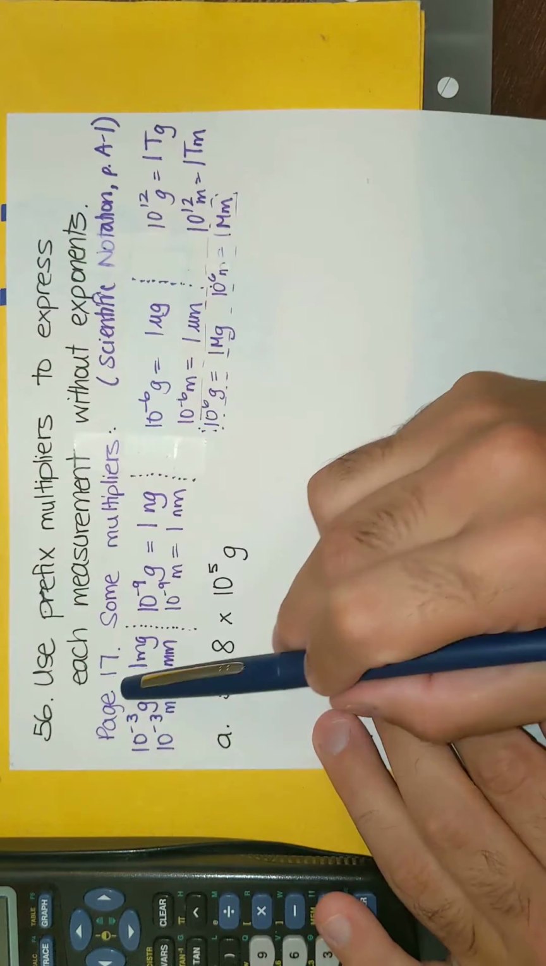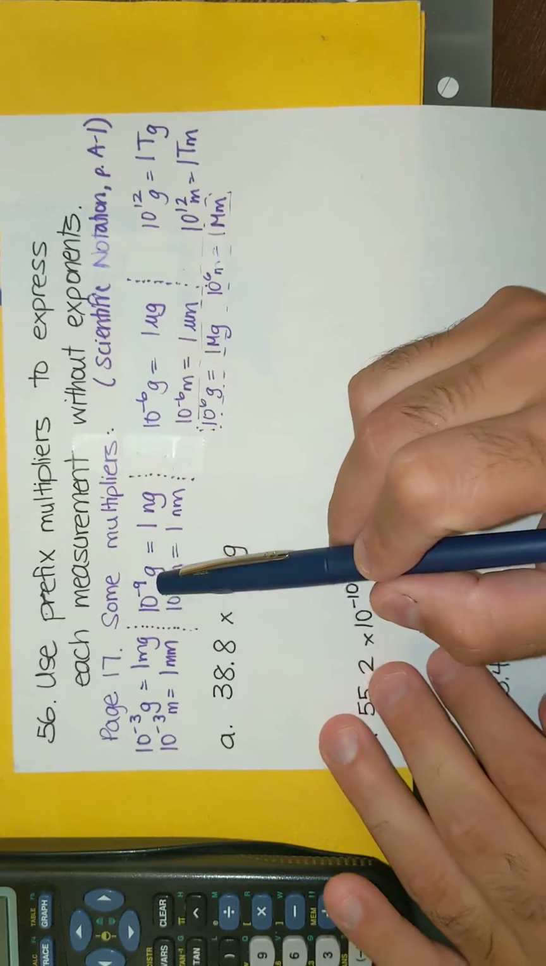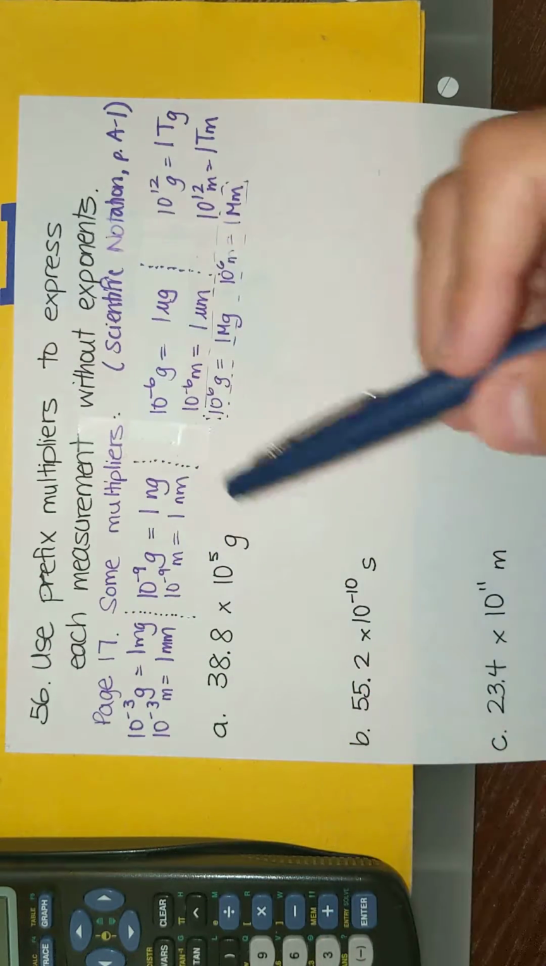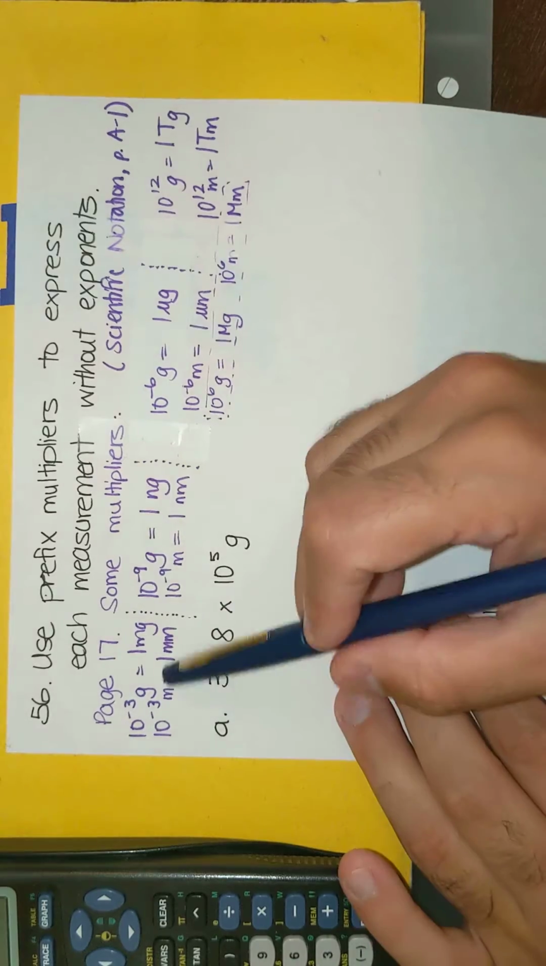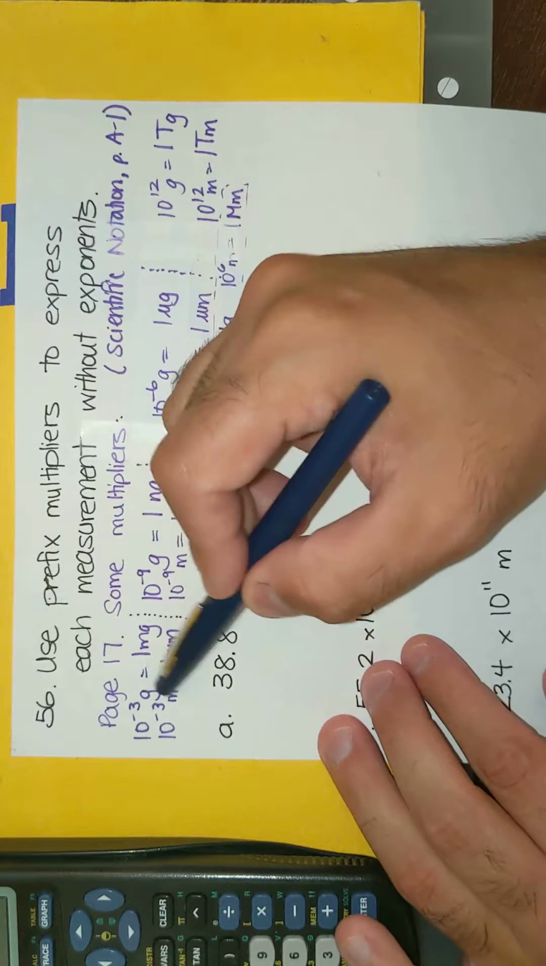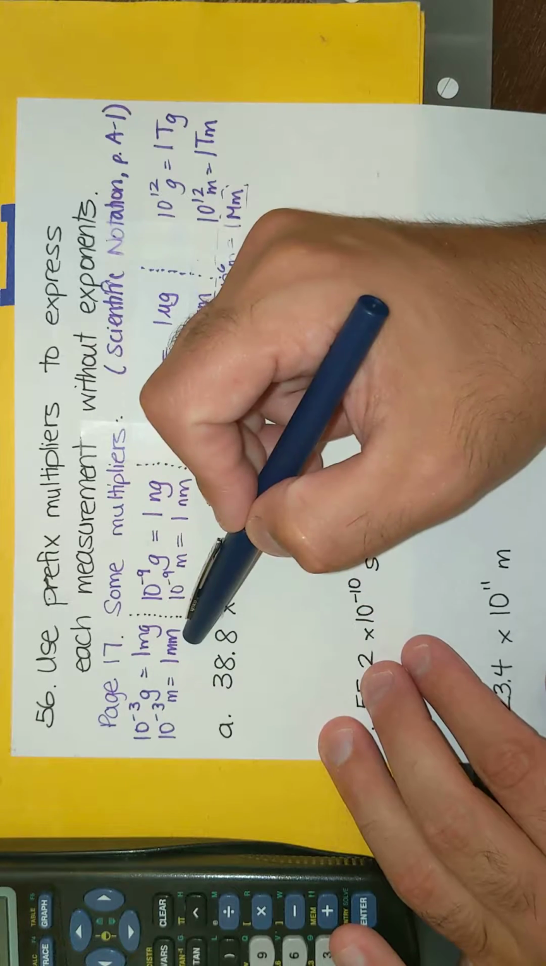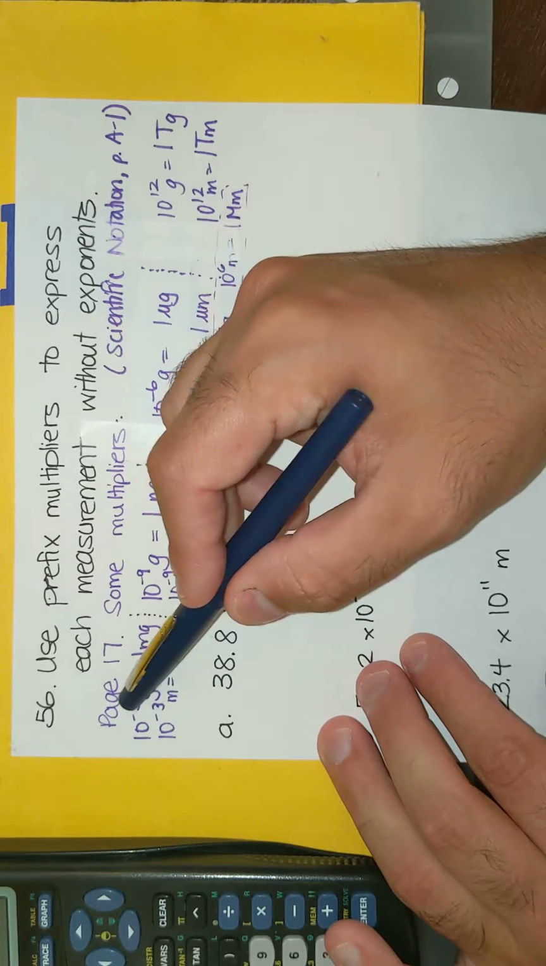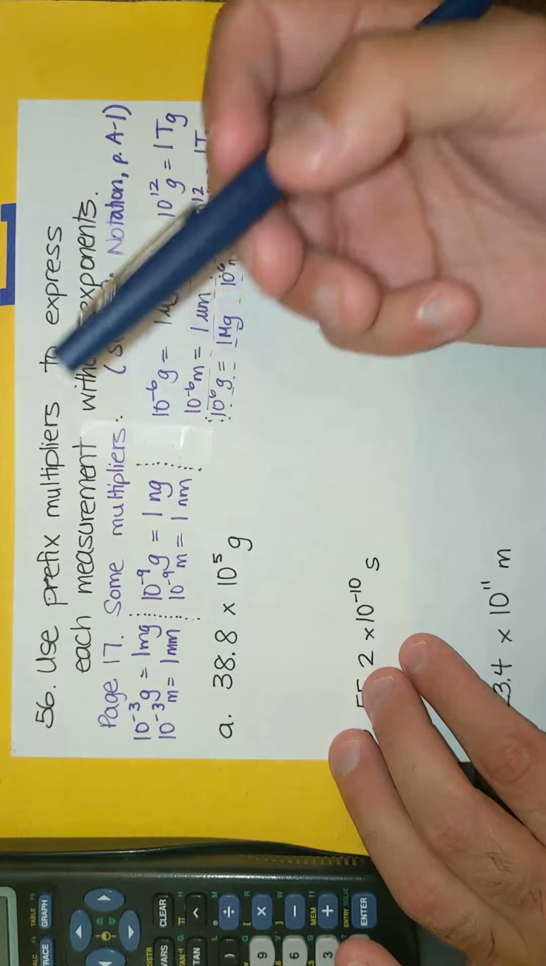how to convert between units. So on page 17 in your textbook, and you all have textbooks now, there are some common multipliers, and I just wrote a couple of them just to show you different ones. So 10 to the minus third grams is 1 milligram. Same thing as saying 10 to the minus third meters is 1 millimeter. These two have the same multiplier. They're just different units, like grams and meters.